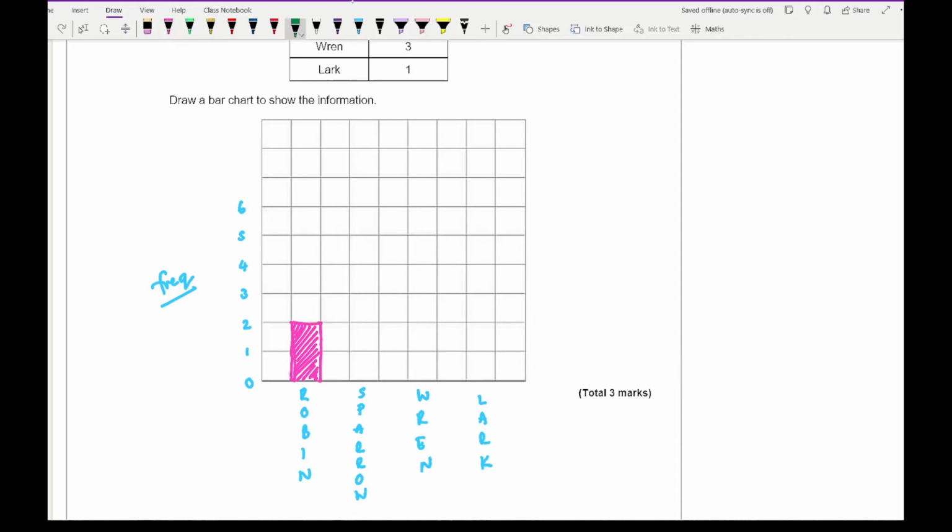The sparrow is 5, so that should go up to here. And again, what you want to do is make sure that you are using equal spaces. And again, a reminder, you should be using a ruler, because you could lose marks if you don't. Obviously, again, not a good example, but I don't want this video lasting 10 hours. And then the next one is 3.